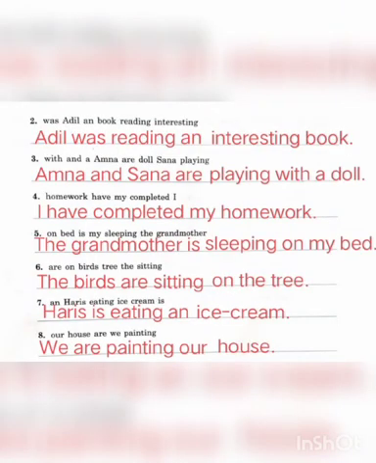The next one, was Adil and book reading interesting? First we will put subject. Adil is the subject, was reading, reading is the verb. An interesting book is the object. Adil was reading an interesting book. With an a Amna are doll, Sana playing. Amna and Sana are the subjects. Are playing is the verb. With a doll is the object. Amna and Sana are playing with a doll.